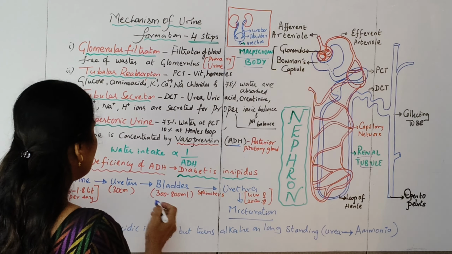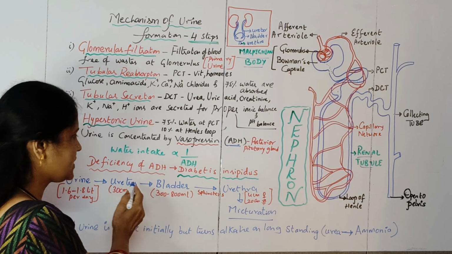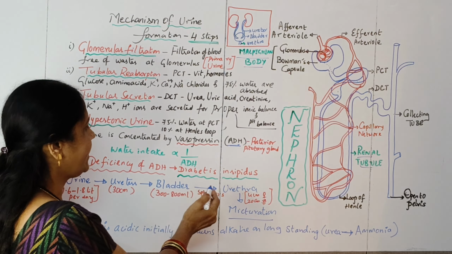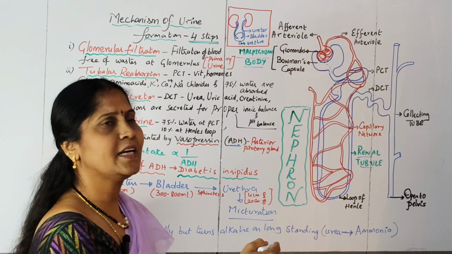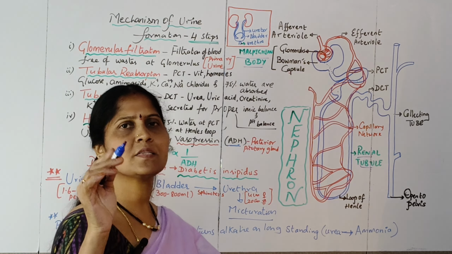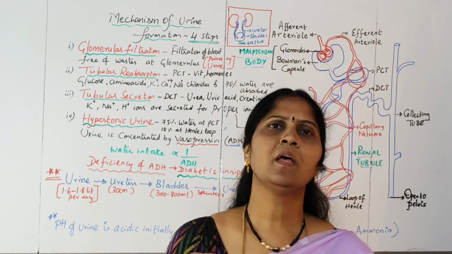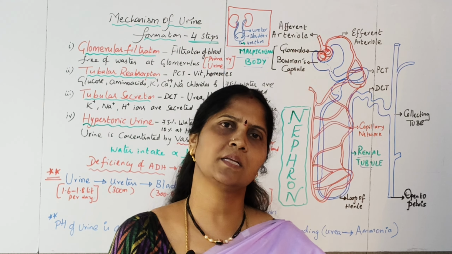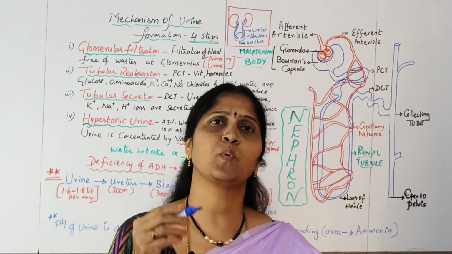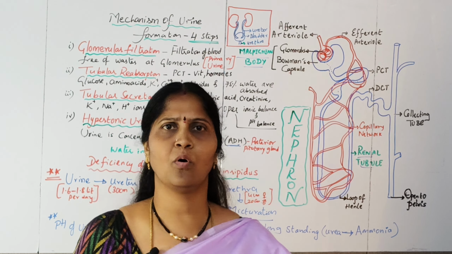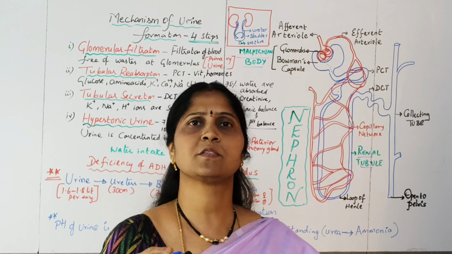So the urine will pass into the ureters, then to the bladder, and then with the help of sphincters, it will be regulated and sent out through the urethra. The urethra is the opening which sends out urine. In females, it is just 4 centimeters long, and in males, the urethral tube is 20 centimeters long.